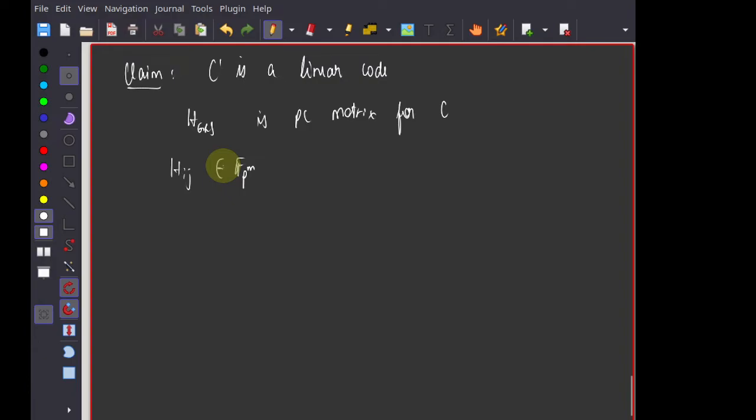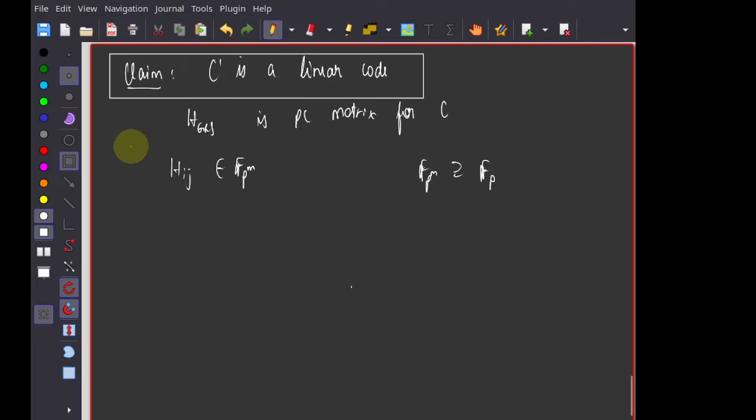But what do I know about F_p^m? F_p^m is an extension field of F_p. And a nice property of extension fields is that they form vector spaces over F_p. Okay, let that sink in for a moment. So this is what we want to prove.